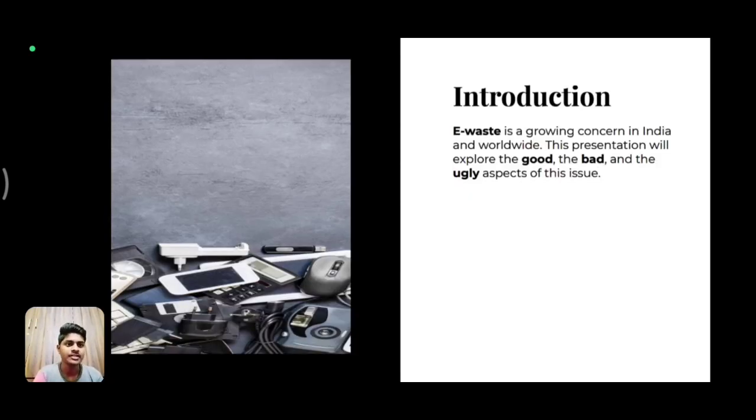Introduction. E-waste is a growing concern in India and worldwide. This presentation will explore the good, the bad and the ugly aspects of this issue. E-waste is growing day by day in our country and in every country. And India is one of the most populated countries, so the increment of e-waste is also more.